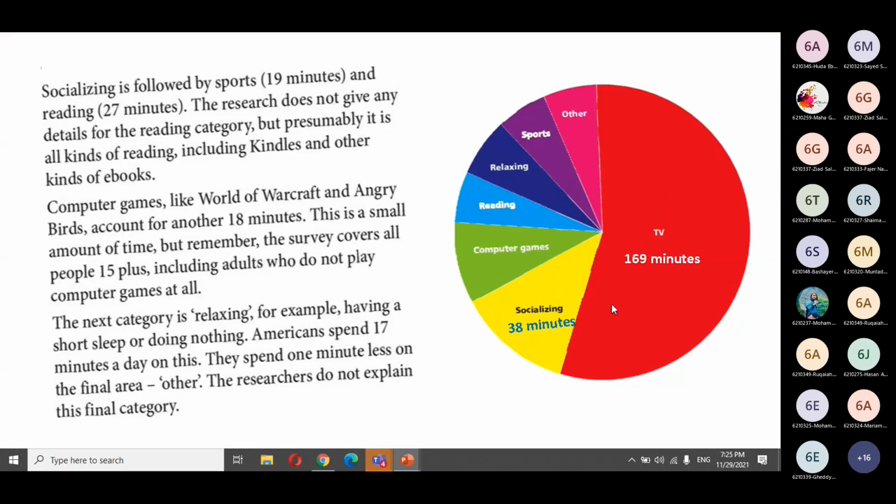This is what we got. Now I want you to read all these other three paragraphs. Find the activity and the timing for each activity. We said the first one, watching television. The second one is socializing. Find what's next until the end of the activities.